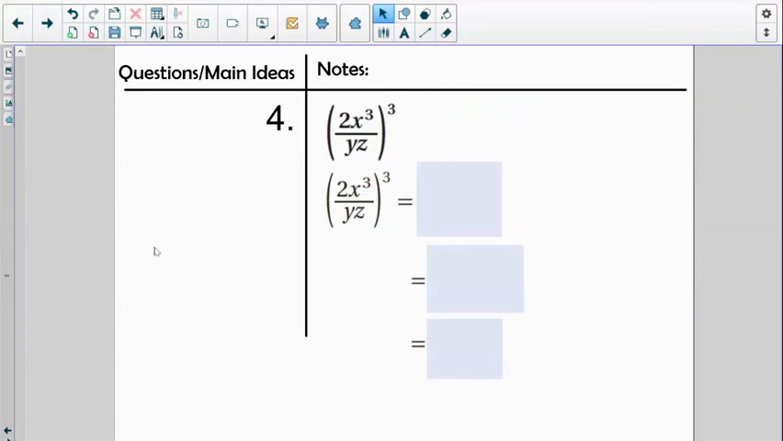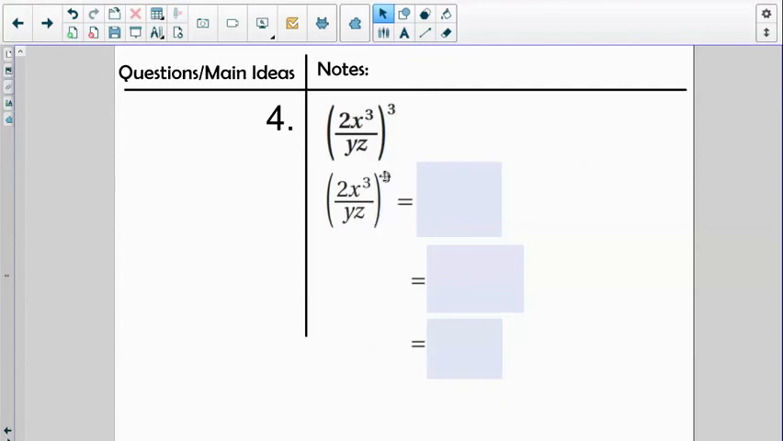All right, finally, number 4. This incorporates a lot of different properties that we've been working on over the course of this last week, including a quotient property, because we have a quotient being raised to a power. So we have 2x to the 3rd power over y times z, all being raised to the 3rd power. Notice that this whole fraction, everything inside the parentheses, is grouped together and raised to the 3rd power.